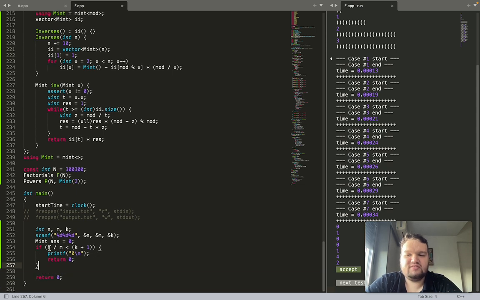I wanted to write if n is smaller than m times k plus 1 here, but no, that would be integer overflow.